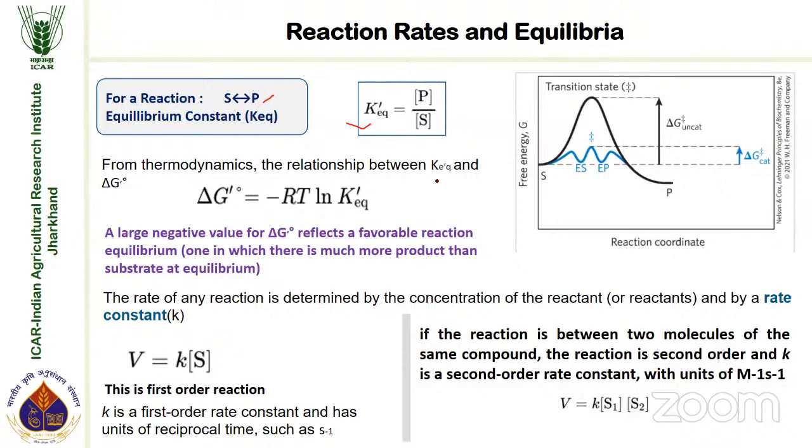Similarly, this K equilibrium is dependent on many factors. I told you that K equilibrium is an inherent property of that chemical reaction. That inherent property is determined by the nature of the substrate. Another thing, it is also impacted by the environment. In previous classes I discussed that environment means pressure and temperature, both of which determine the equilibrium constant. Another thing, it can be correlated with free energy.